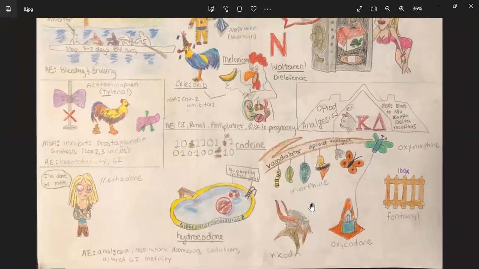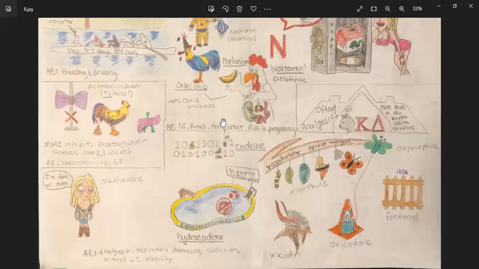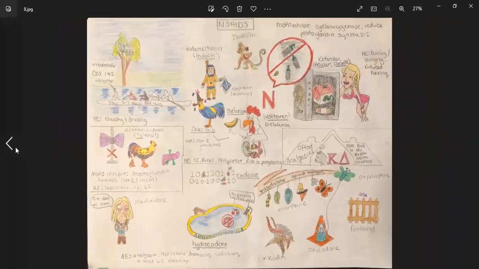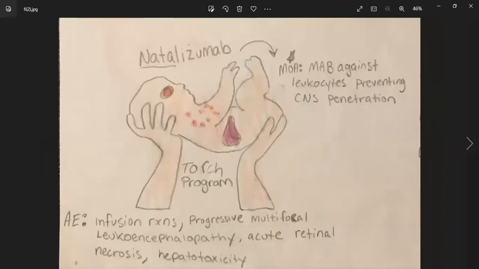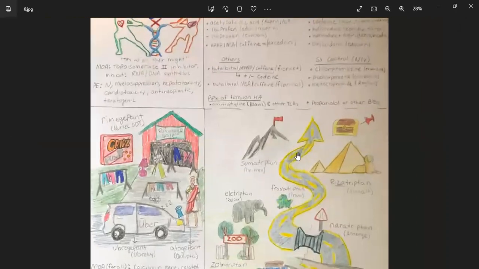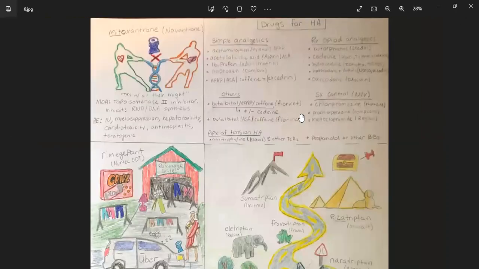And then here are just the pictures to help you remember some of the names of these. You can pause the video and look at them more if you want to. Other drugs for headache, so that covers those.